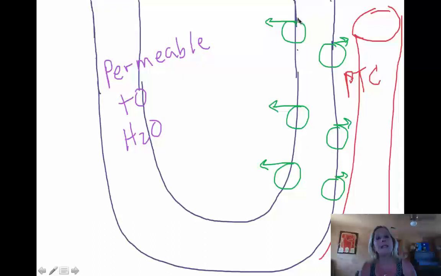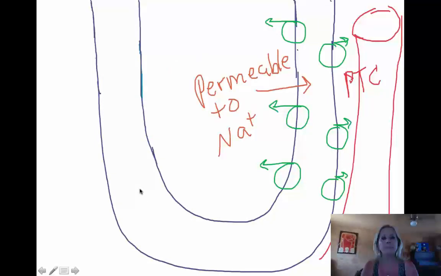Whereas on the ascending limb of the loop of Henle, we have sodium-potassium ATPase pumps. And the only thing that this limb is permeable to is sodium. So only sodium is going to be actively transported out of the ascending limb. Only water is able to leave by osmosis from the descending limb. Very important.